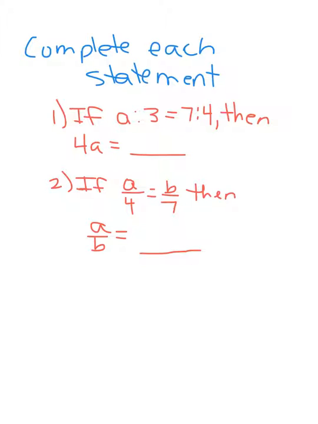Now we're going to use some of these properties. It says complete each statement. In number 1, it says if A is to 3 is equal to 7 is to 4, then I know 4A, which is our outside, our extremes, 4 times A is equal to 3 times 7, which gives us 21. In number 2, we have the proportion if A over 4 is equal to B over 7, then we know A over B, which is our numerators, is going to be equal to 4 over 7, which is our denominators.